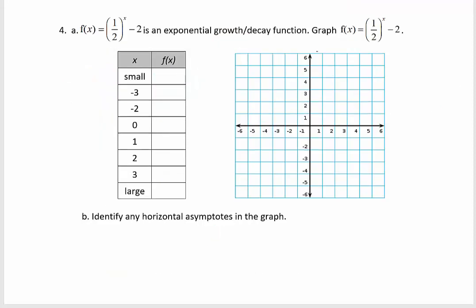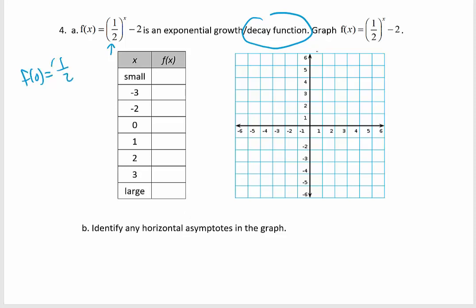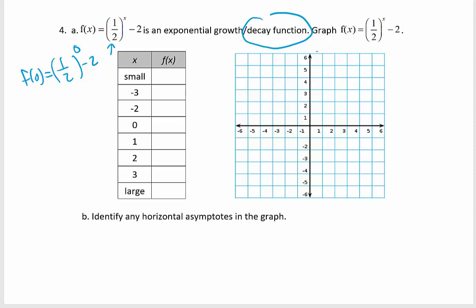That was our asymptote. Okay, question 4, f of x equals 1/2 to the x power minus 2 is an exponential growth or decay function. Well, notice our base here is smaller than 1, so that's going to be a decay function. And now they want us to graph this function. So let's again start at 0. So f of 0 is going to be 1/2 to the 0 power minus 2. Well, anything to the 0 power is just 1. So I'd have 1 minus 2, which would be negative 1. So at 0, we get a function value of negative 1.